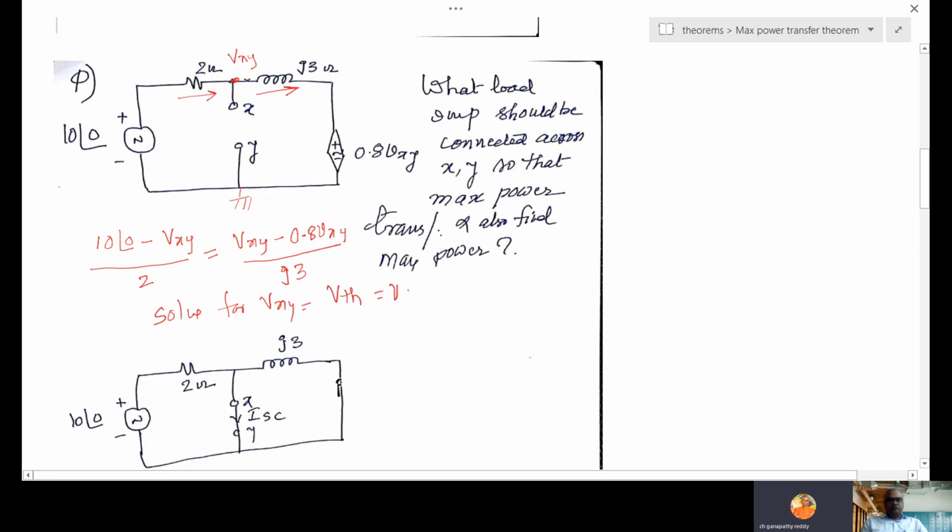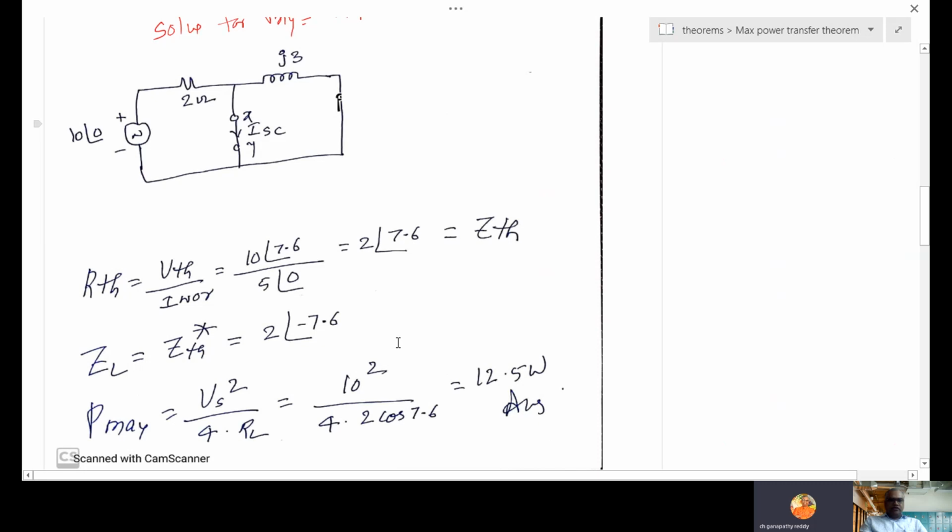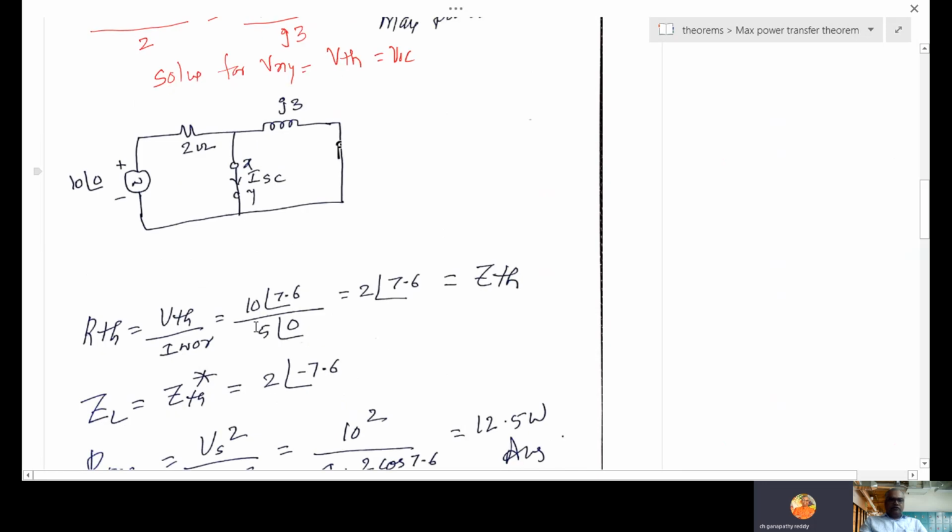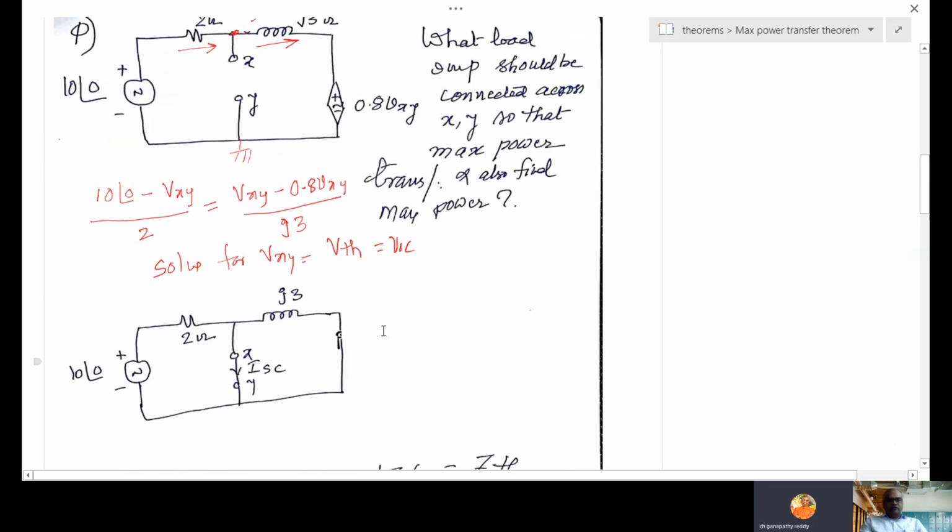VOC is nothing but V Thevenin. So this is V Thevenin, and the answer is 10 at an angle of 7.6 degrees. So just solve this equation and you get this.